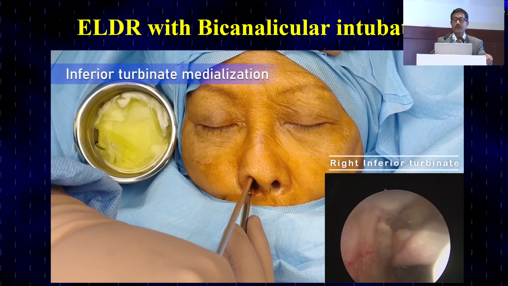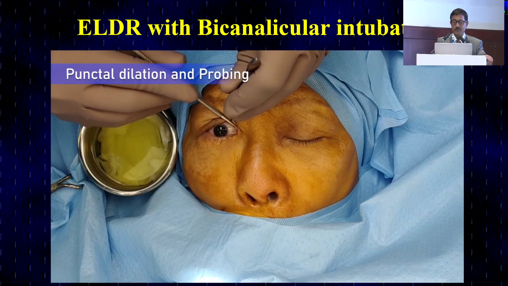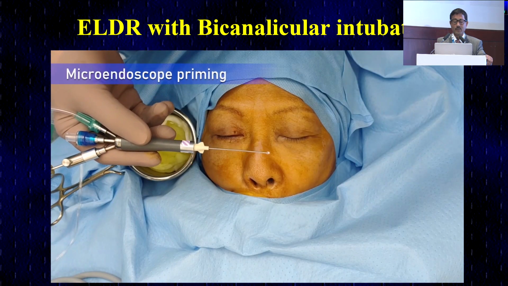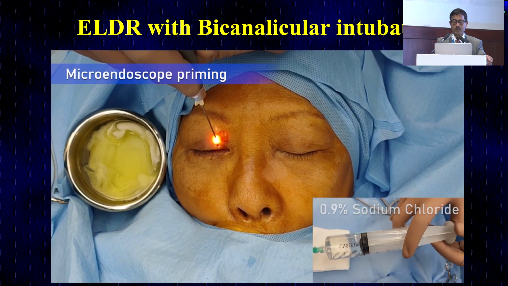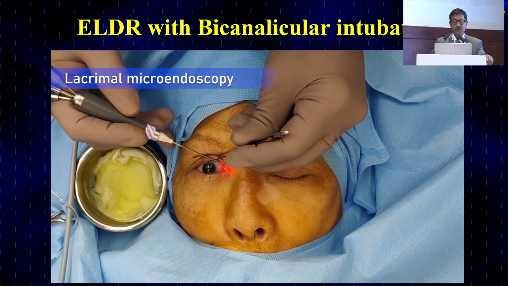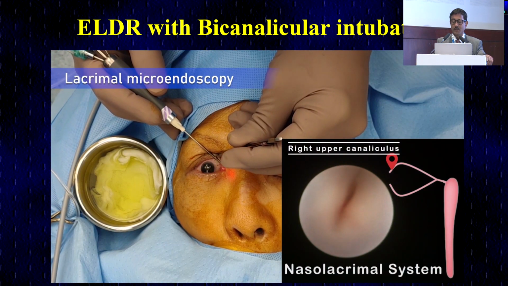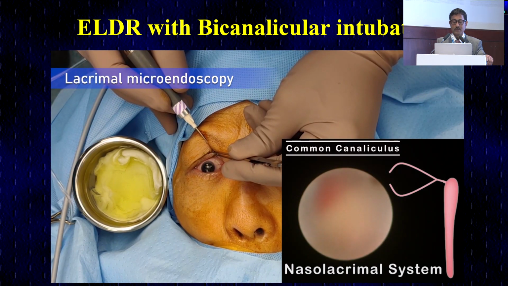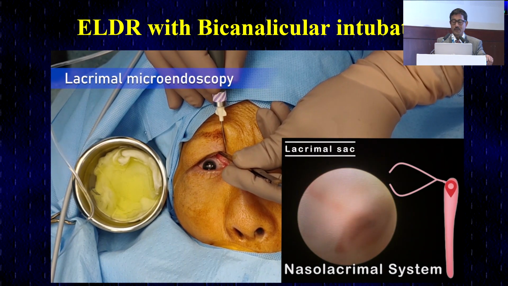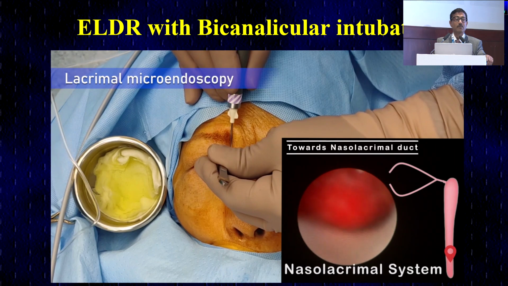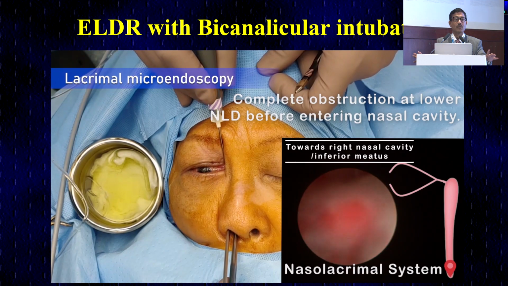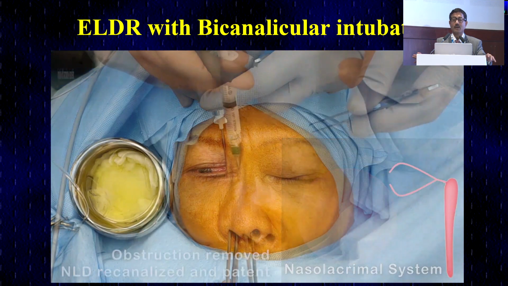How we do the ELDR. So this is being done in general anesthesia for recording purposes. Basically, we identify the upper and proximal system. This is the 3-port microendoscope that we introduce. If you're doing it in the clinic, we do endoluminal anesthesia. We're actually passing down, and you can see this animation. As you walk down the canaliculus, proximal and distal canaliculus into the lacrimal sac, we are now seeing endoluminal anatomy, which in the past was a blind area, and we were managing all the NLD obstructions without really knowing what is inside the lacrimal drainage system.